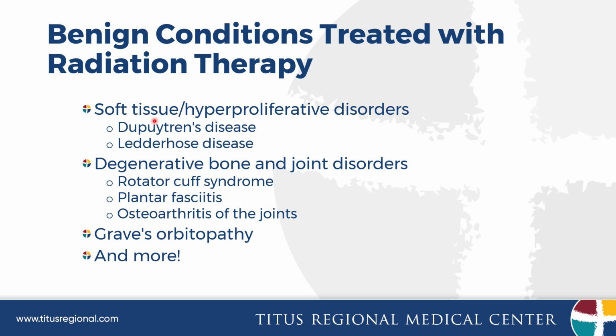We usually divide them up into different categories. The first category is something that we would call a soft tissue or hyperproliferative disorder. These are conditions such as Dupuytren's contracture or Ledderhose disease. A second category of benign conditions that can be treated with radiation therapy are degenerative bone and joint disorders. These conditions include rotator cuff syndrome, plantar fasciitis, and osteoarthritis of the joints. There are a variety of other conditions that do not fit into these categories, such as conditions that may affect the eyes from Graves' disease, and many, many more.